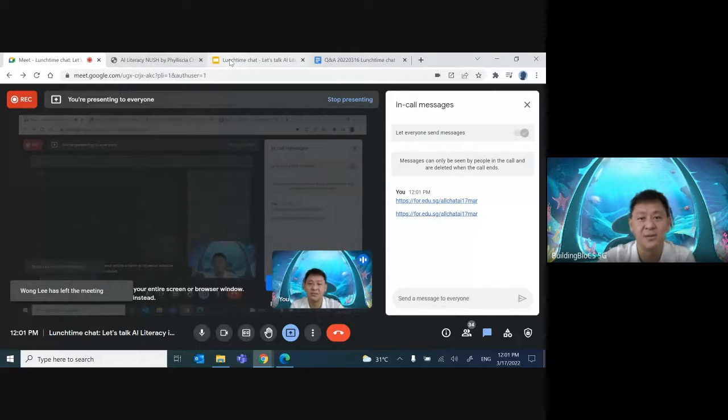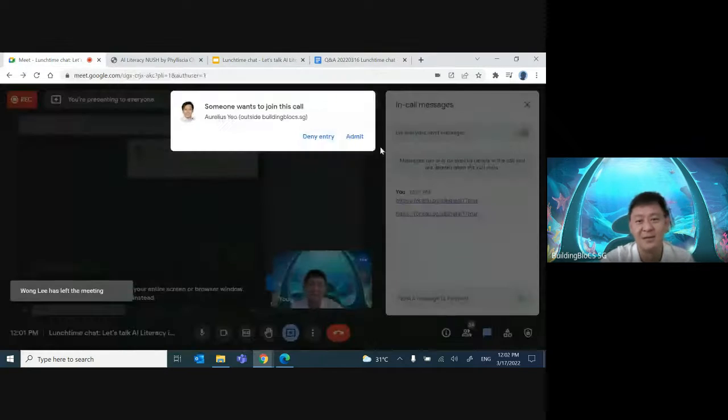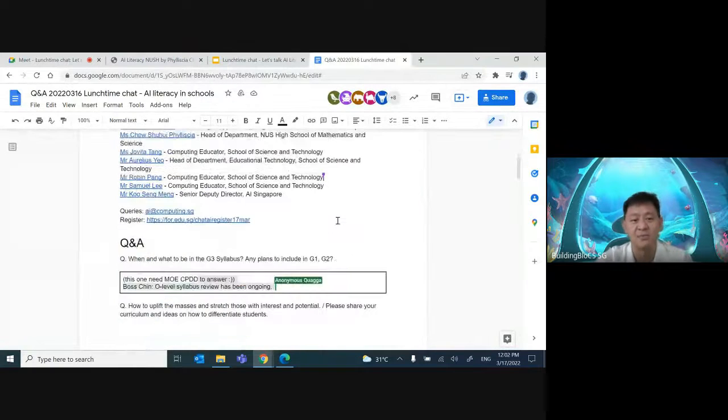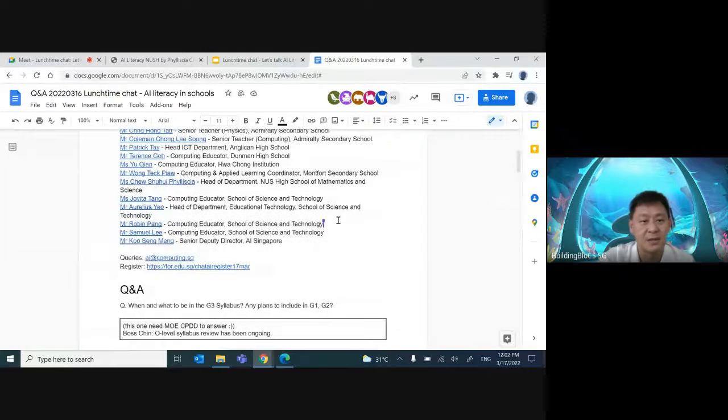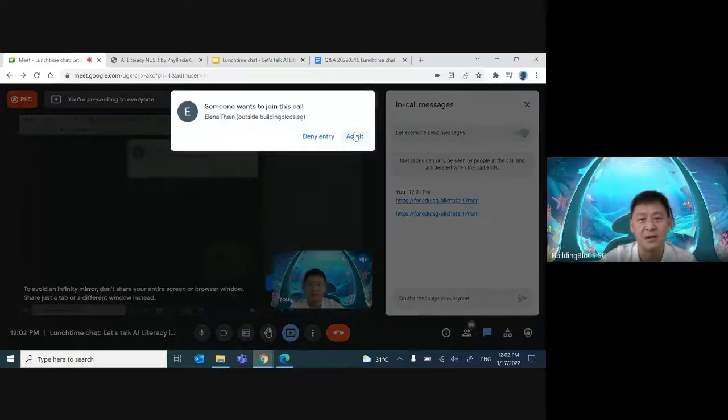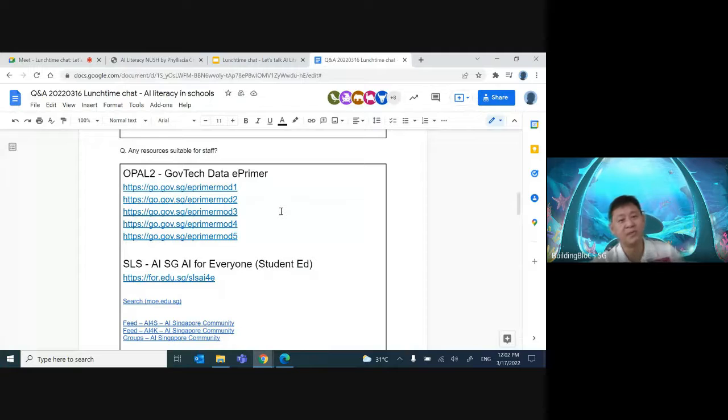First up, we'll share a little about some of the AI literacy resources available on MOE platforms. This is actually one of the questions asked when people registered for this session. Currently, the two main MOE platforms for teachers are Opal 2, where GovTech has put in a data primer, and it covers quite interesting topics from data science leading to machine learning.